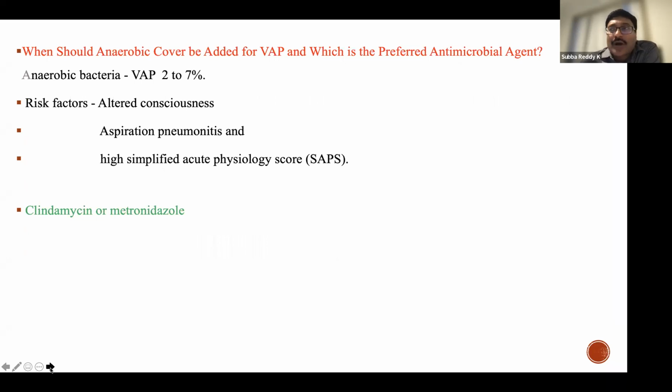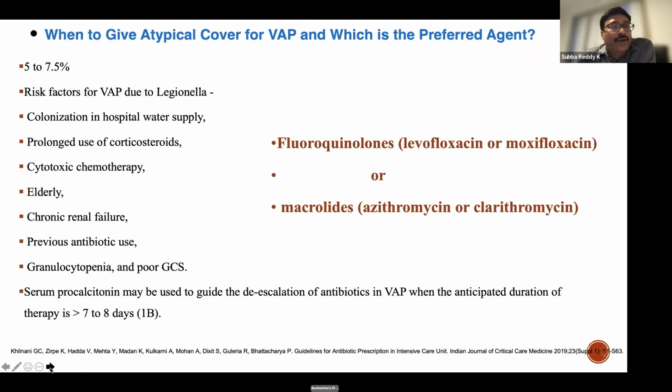So when do you start anaerobic coverage? Generally, we cover MDR bugs, and then when to cover anaerobes? Anaerobic bacteria can cause VAP in 2 to 7% of patients. Risk factors are when you suspect aspiration pneumonitis, if the patient is in altered sensorium, and if the patient aspirates. Then we have to use either clindamycin or metronidazole, but clindamycin is a better choice when you're suspecting anaerobic bacteria.